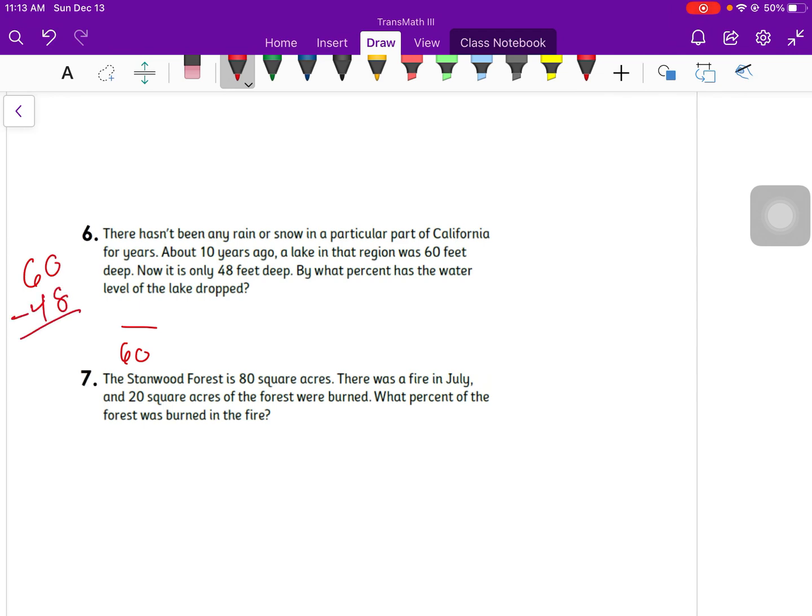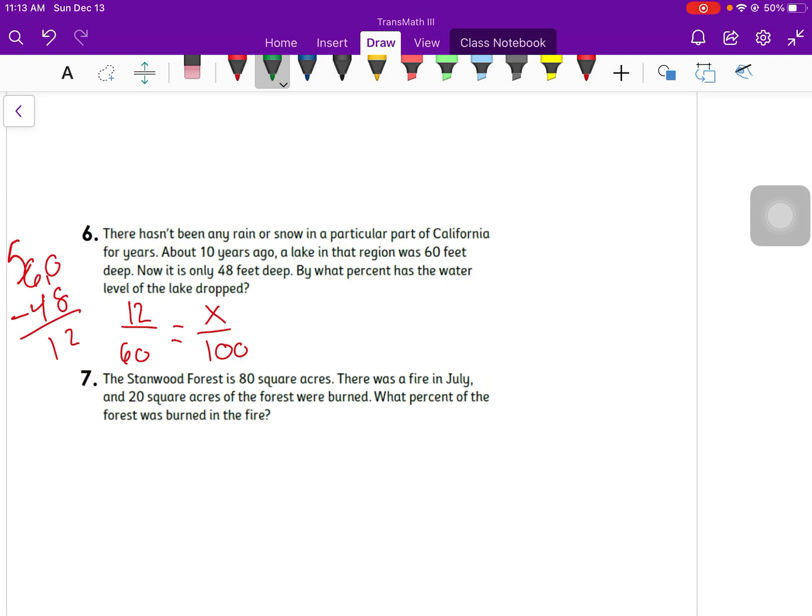So I need to take 60 minus 48, which is going to be 12. And I'm asking for the percent change. How much did it decrease? So my variable is x over 100. Now you could do this a few different ways. I know that 12 goes into 60 5 times.